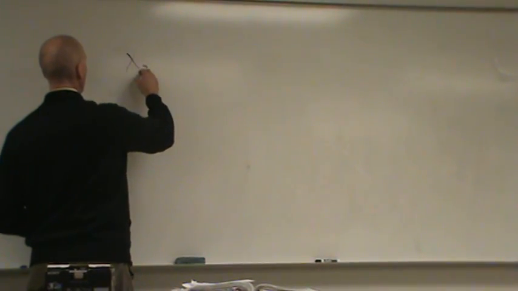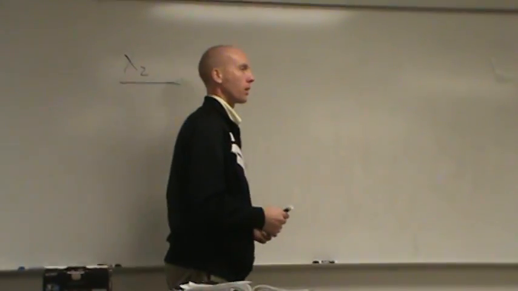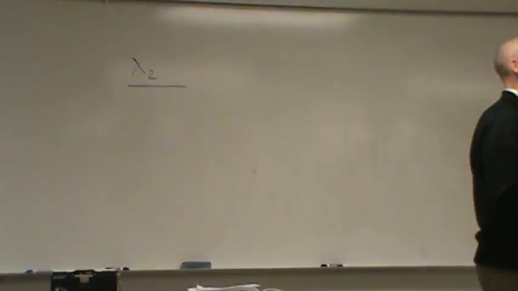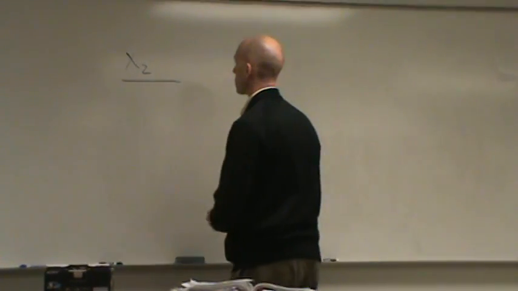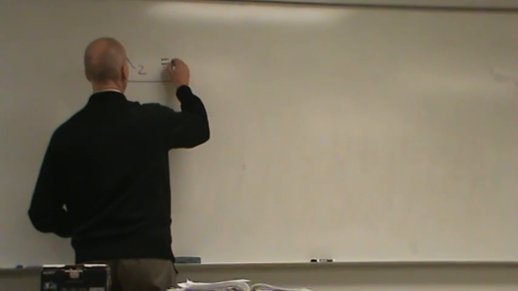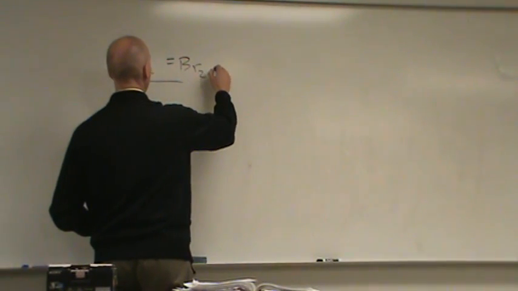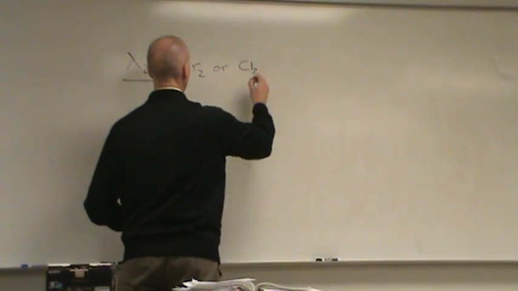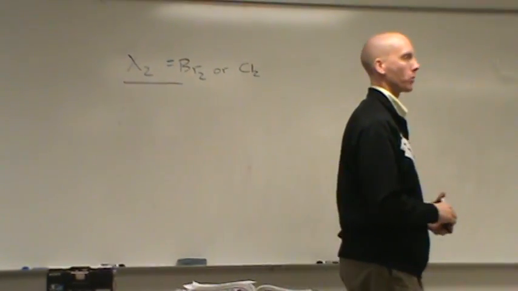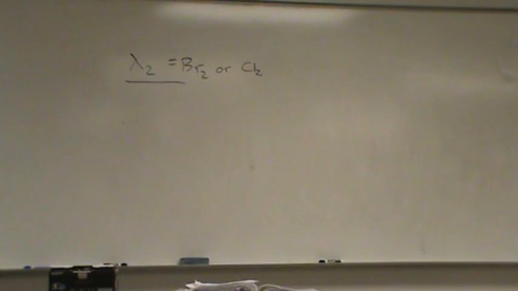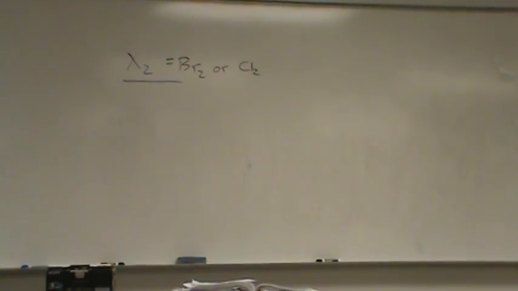Our next reaction, we're going to react our double bond with X2. In organic chemistry, what does the X generally stand for? A halogen. Okay? So the two that we're going to focus on are bromine or chlorine, Br2 or Cl2. All right, so this will be a little involved, so make sure you stay with me here.